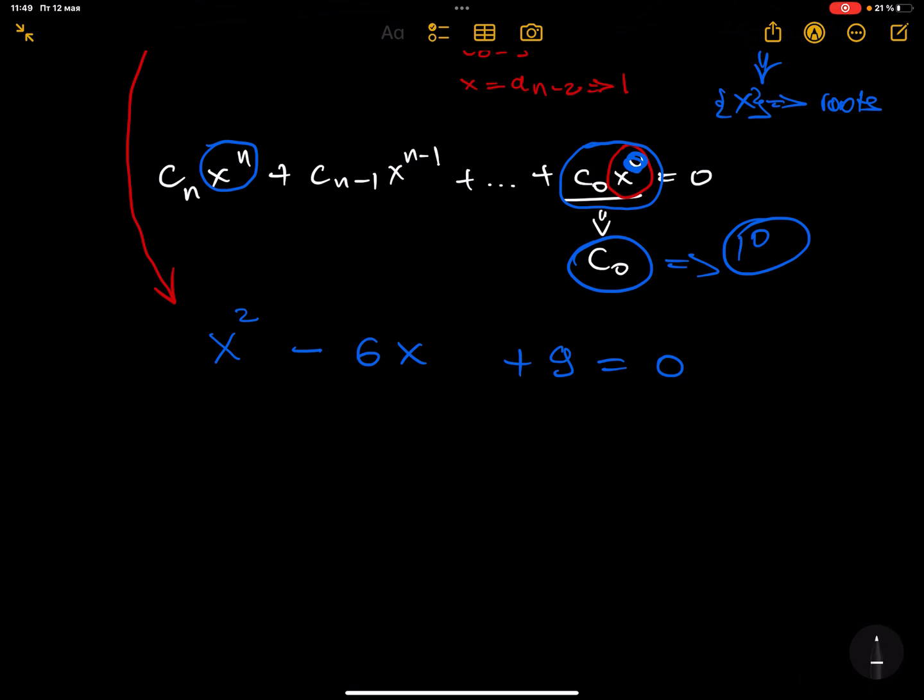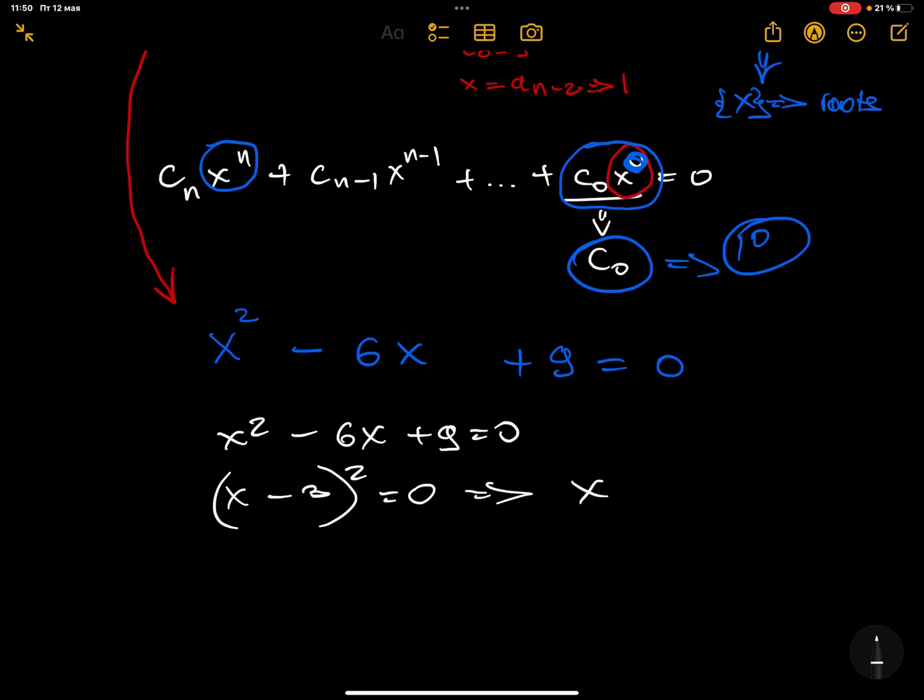So this is gonna be x to the power 2 minus 6x plus 9. This is nothing but x minus 3 to the power of 2, equals 0. So we're gonna have now here just one root, which is 3. Okay, we're done. We found the root, and the reason why I'm considering this example is that you might have just one root.